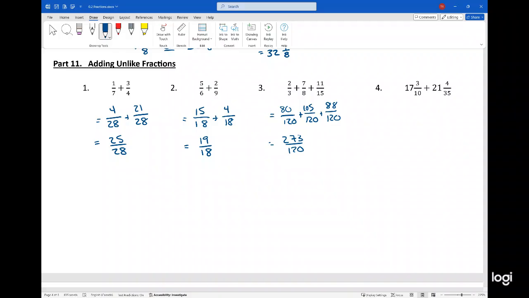Now 273 is divisible by 3 actually. I believe 273 divided by 3 is 91. So I could divide that by 3, and I have to divide the bottom by 3, and I believe 91 is prime, so I don't think we're going anywhere from there. Now, I just want to point out, if you really, really wanted to, you could have just said, let's do a common denominator of 360, which is multiplying 3 by 8 by 15.